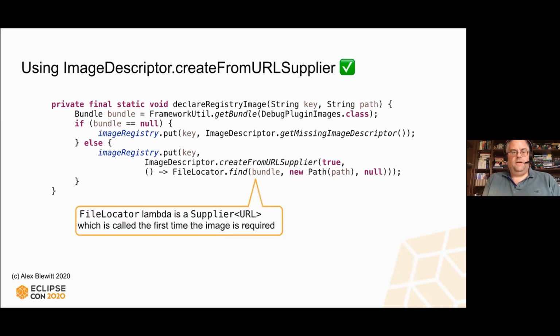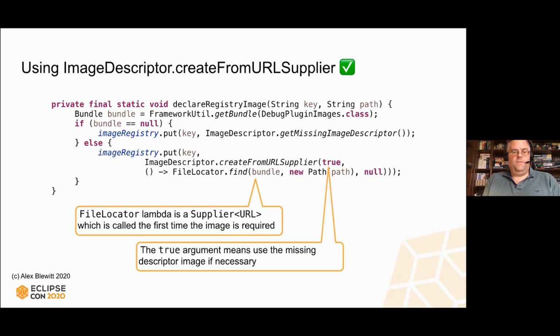In this case, the FileLocator that we're being passed is something that will look up the URL from a particular bundle, and it is essentially a Supplier of URL. Supplier is one of the java.util.function interfaces that came in Java 8, and it's something that when you call it will produce a URL. So in this case, we're passing in a lambda that will be calculated on demand. However, you could imagine this being a method reference or other means to provide the URLs for you.